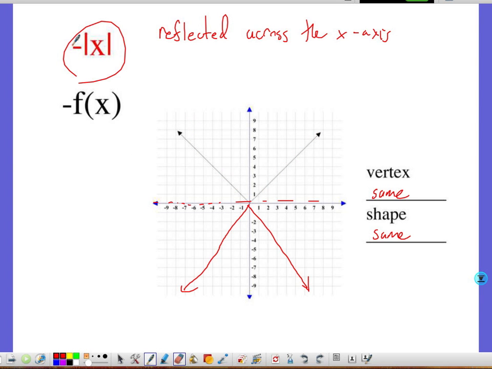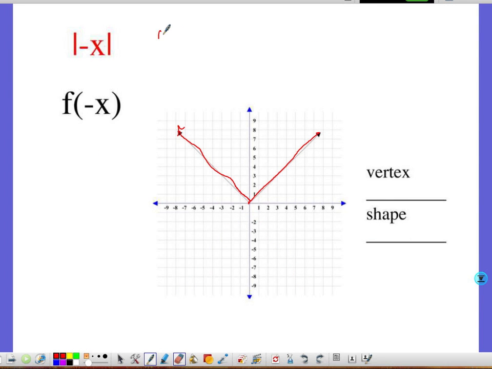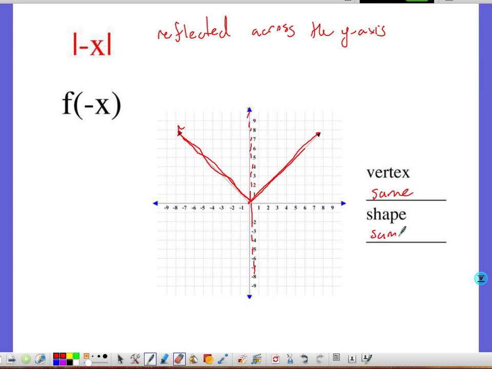Well, if we have the negative on the outside, it's reflected across the x-axis. But on the inside, use your intuition. This is going to be reflected across which axis? It's going to be reflected across the y-axis. And if the y-axis acts as a mirror image, can you see that it is in fact being reflected across the y-axis? The left side is a mirror image of the right side. So basically it's just flipping over the y-axis, but you get the same graph. So the vertex here stays the same and the shape stays the same as well.